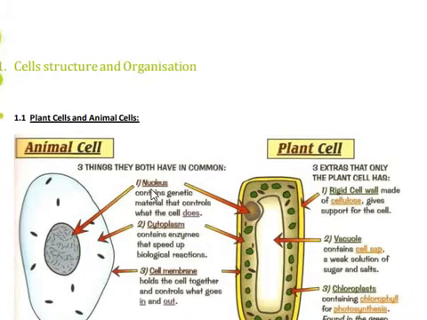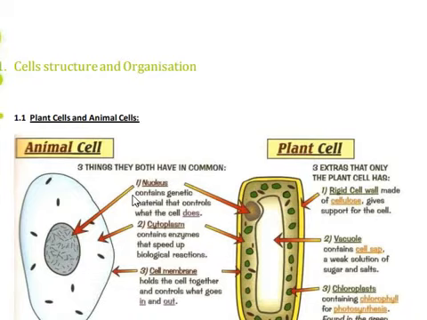Okay, let's get on. Plant cells and animal cells. Here we have a simple structure for plant cell and animal cells. This is an animal cell, this is a plant cell. But you should know what a cell is, the definition of a cell. What is a cell? A cell is the basic unit of living organisms, or you might say it is the building block of living organisms.